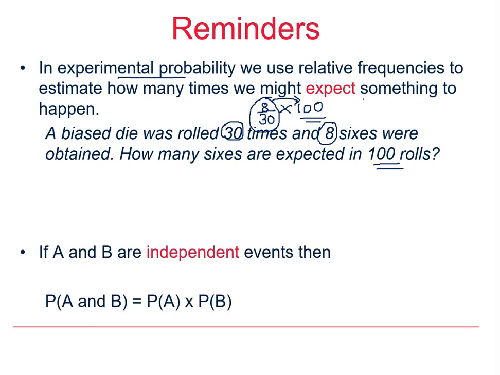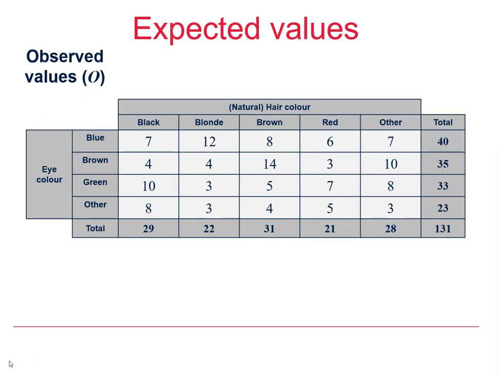And the second little reminder here is that if A and B are independent events, then the probability that A and B occur is just the product of the two probabilities, the probability of A multiplied by the probability of B. So here we have our contingency table with our observed values, our observed frequencies. How can we work out the expected frequencies, assuming that hair colour and eye colour are independent events?